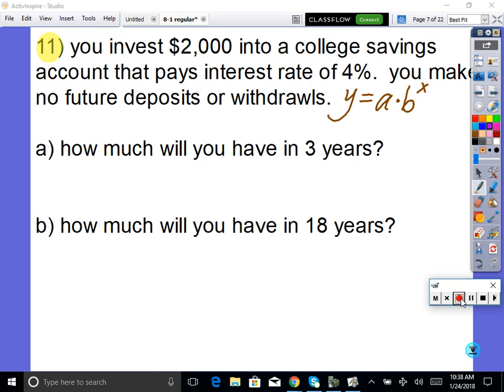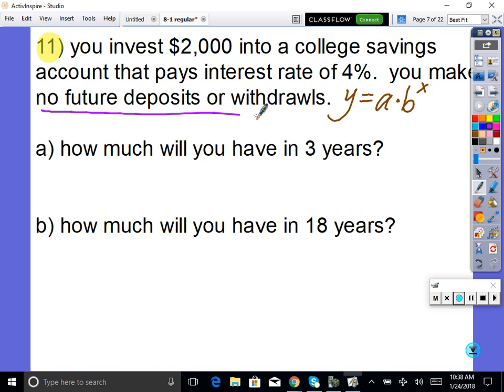Okay, moving on to number 11. You invest $2,000 in a college savings account that pays an interest rate of 4%. You make no future deposits or withdrawals. The reason they throw that in there is because that would obviously change things. If the next year you take out money, you're not now getting interest on that money you just took out. Or if you put money in, now you're getting interest on more money.